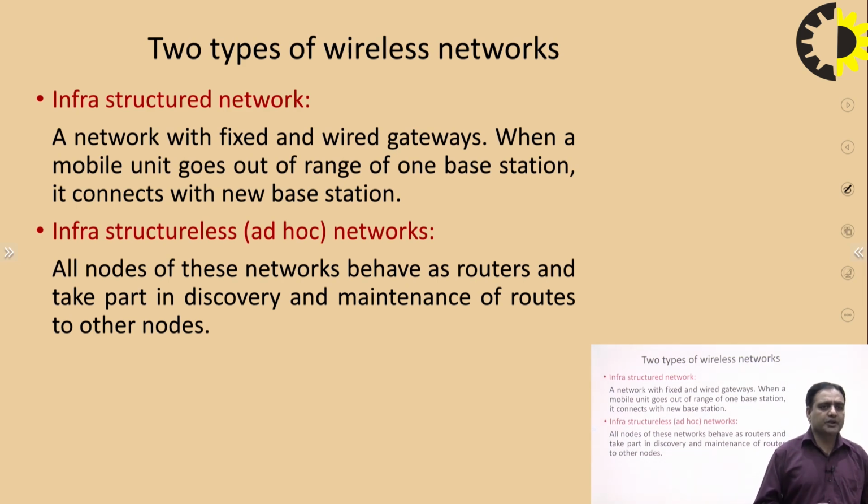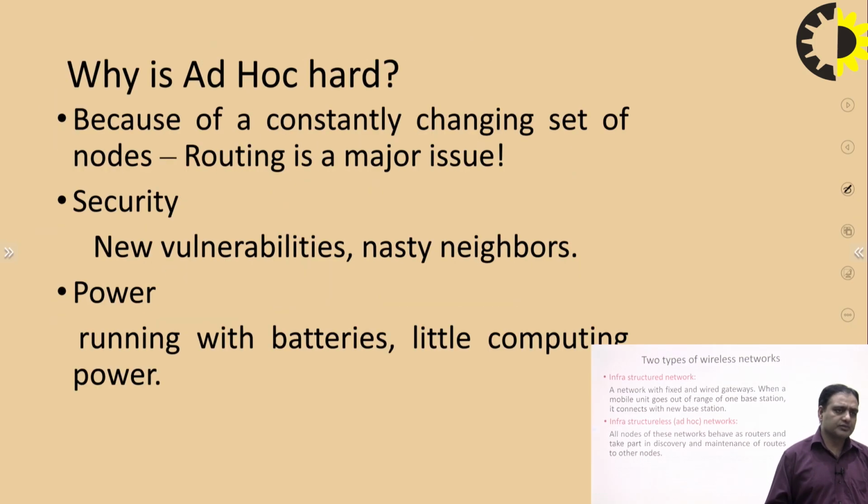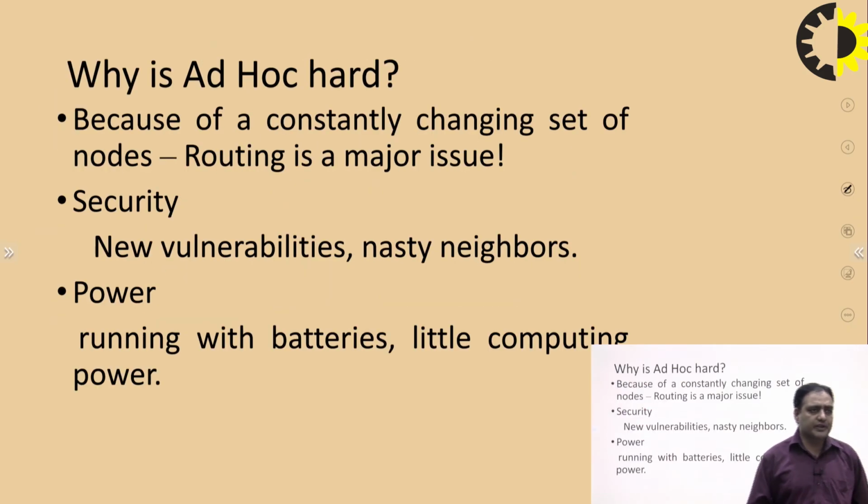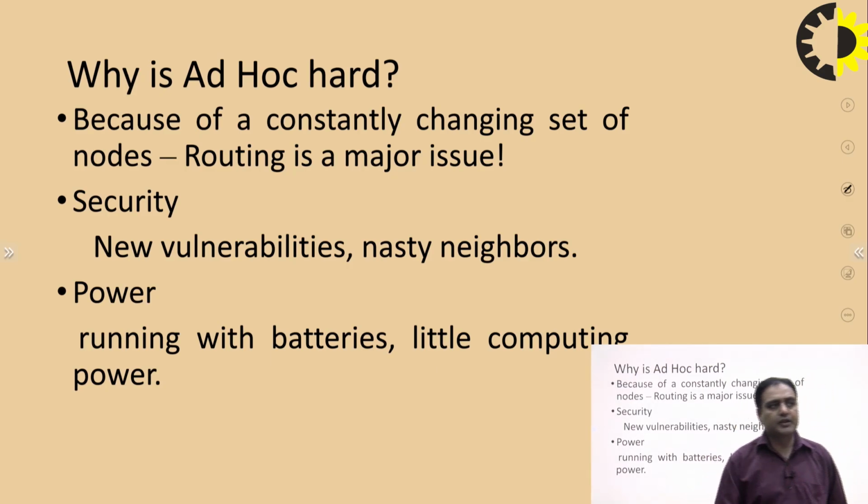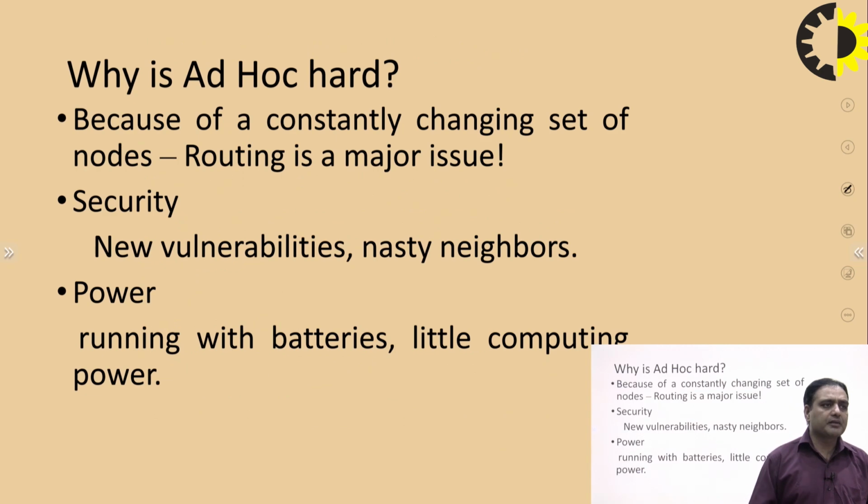All the devices are to be connected through each other. Why is ad hoc hard? Because of the constantly changing set of nodes, routing is a major issue. Security, power, new vulnerabilities, mostly neighbors. Power: running with batteries, little computing power. These are the three parameters.